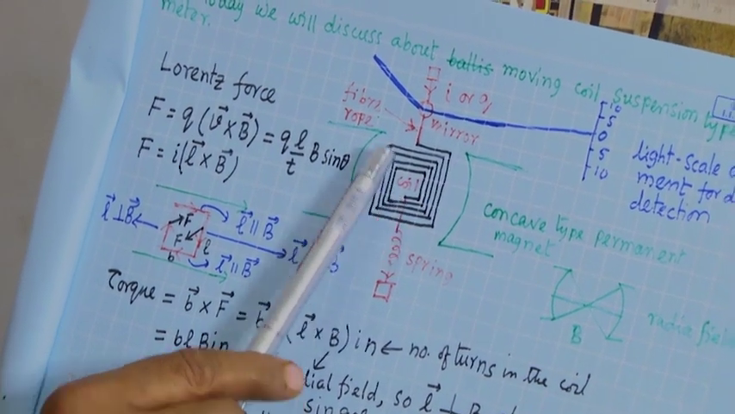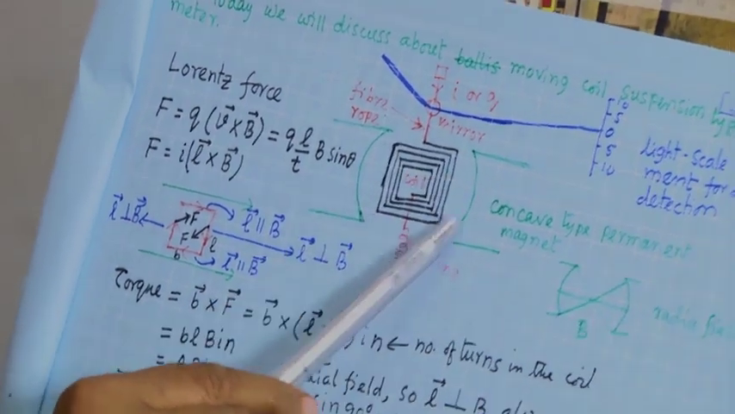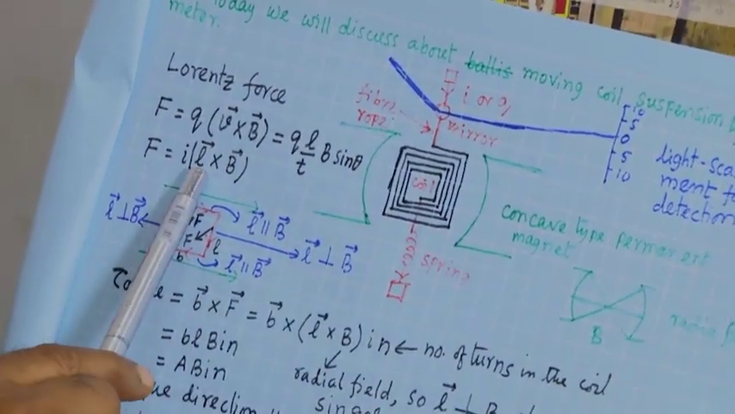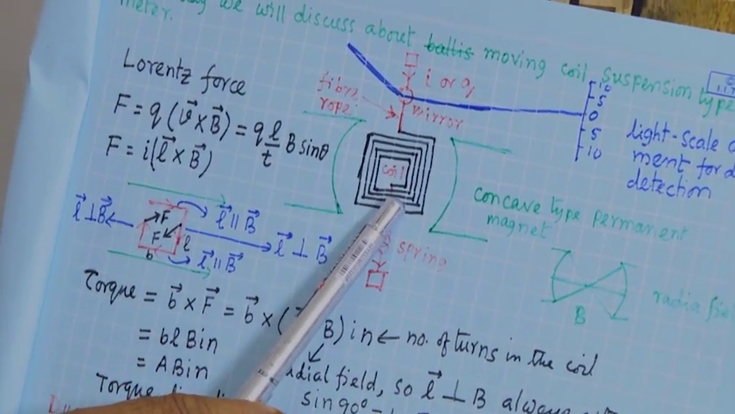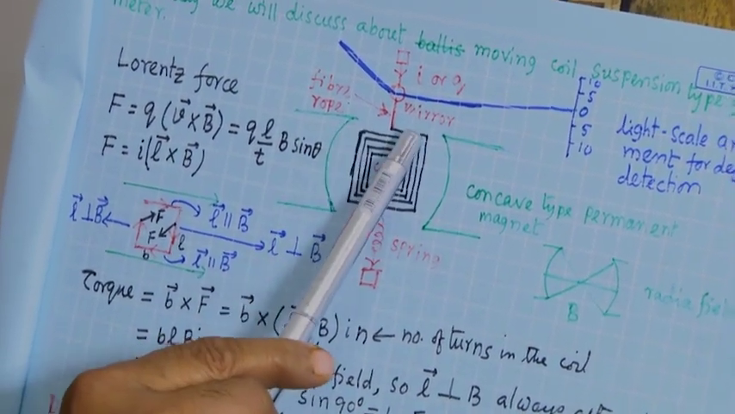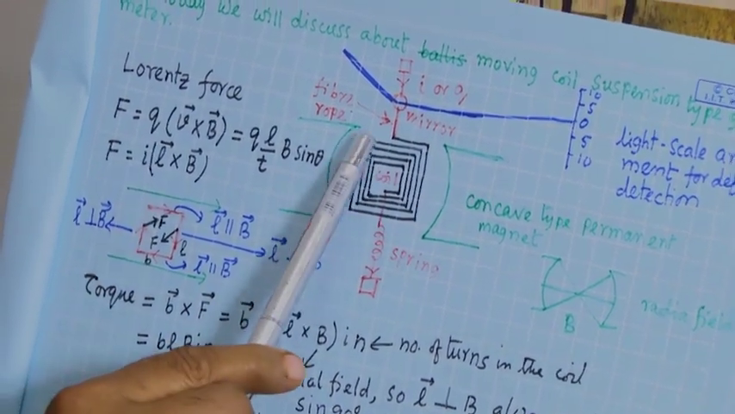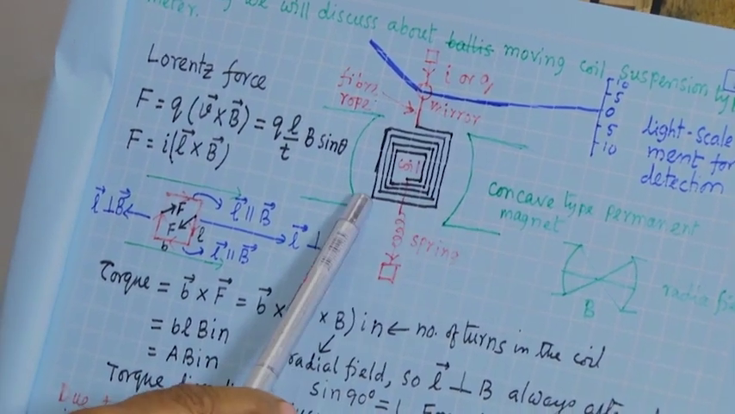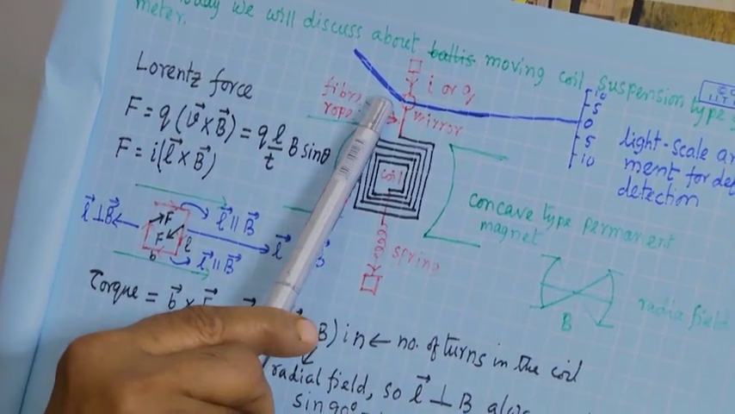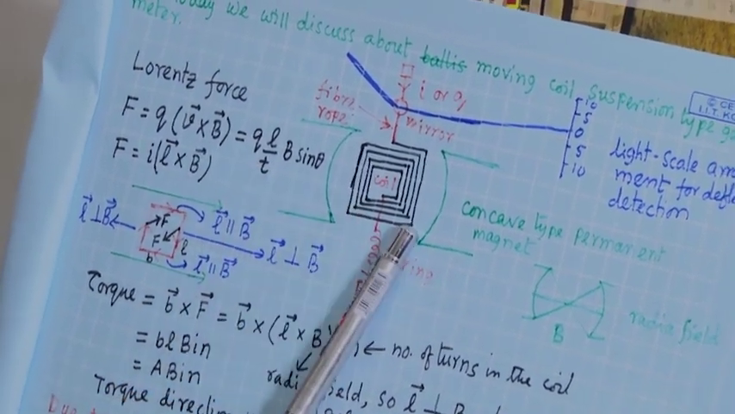In our case, the charge is flowing through this coil, and the length of the coil is L, cross B. Now, look at it. There are four directions of L. One is this direction, another is this, another is this, and another is this. So four arms, four lengths, four directions.